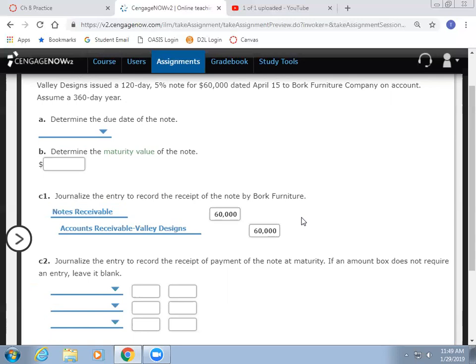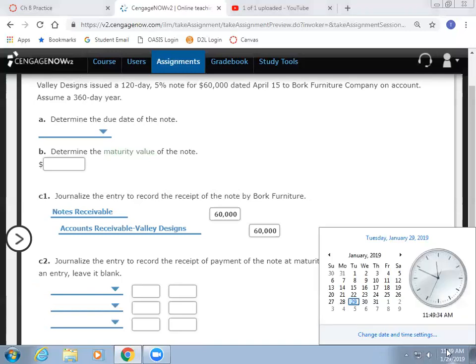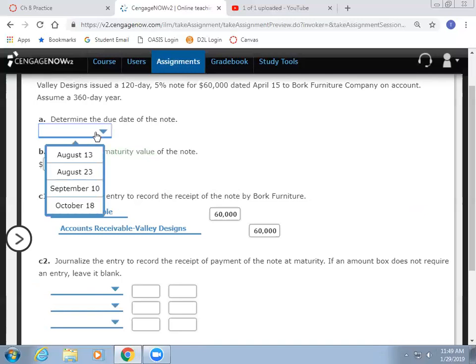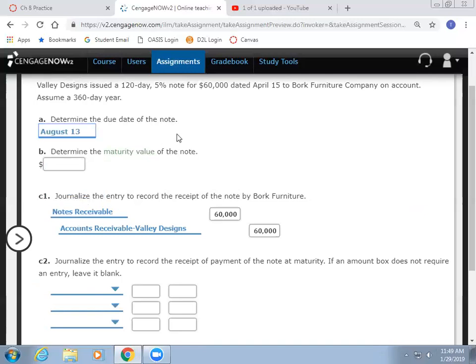However you want to get to the days calculation, there were 15 days left in April, 31 in May, 30 in June, 31 in July. That got us to 107 days. Isn't it a calendar thing on the computer? Yes, if you click on the date and time, it'll pop up your calendar. So you can actually look at calendar days and count if you want. Okay, so the due date of the note is August 13th.